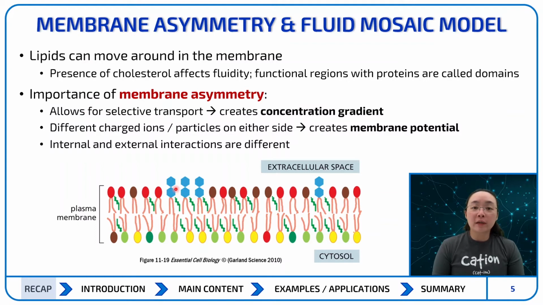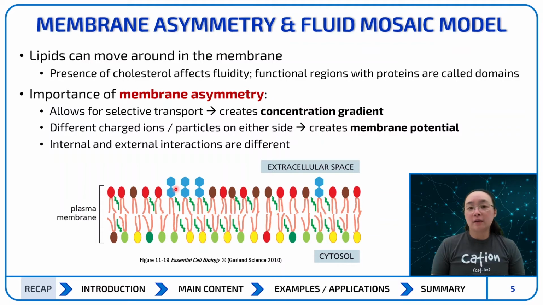So it's really important in terms of membrane asymmetry because number one, it allows for selective transport, basically allows for a concentration gradient. You have different charged ions and particles on either side because of all of these different functions on the surface of the membrane, allowing for different ions to pass or not pass. Because of this, it creates membrane potential. This means that not only an electrical gradient is created, but also a concentration gradient, which we'll also take a look at later in this lecture.